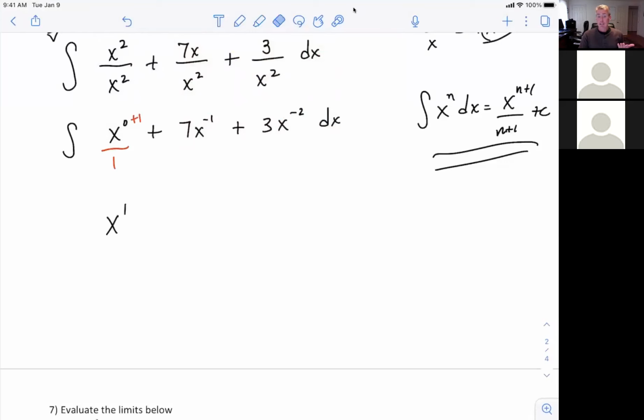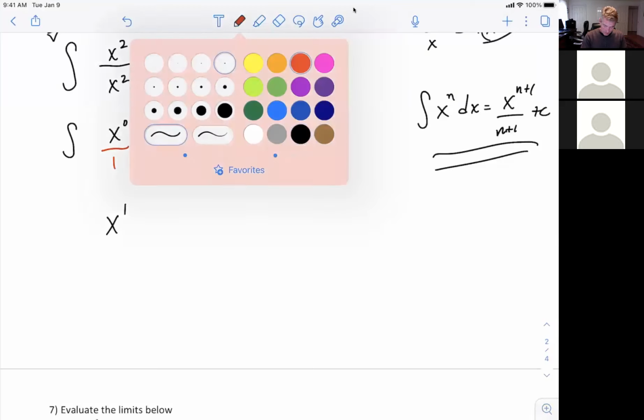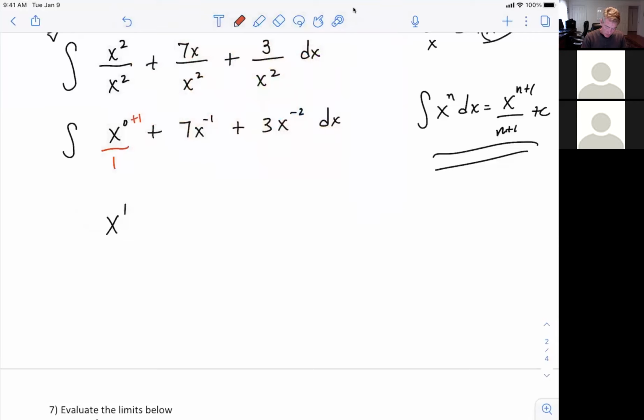Now something interesting is going to happen for the middle one. So use the same rule. Add 1 to the exponent and then divide by that number. But now the exponent is a -1 and a +1, that makes 0. So then divide by 0. That is bad news. Dividing by 0, that's not good. So I have to think of another way to do it.